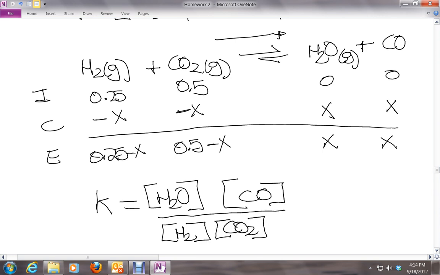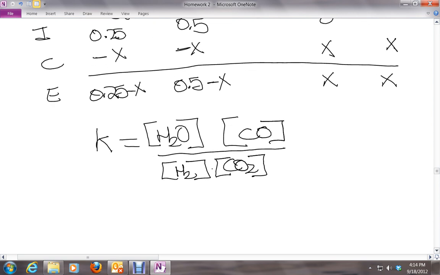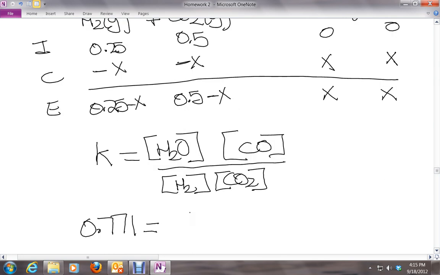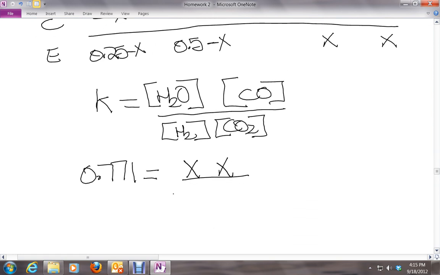So now let's plug in our values. I'm not going back, but I'll give you the values. You see your problem: the K is given, 0.771 at this temperature, equals what? What is the concentration of water in equilibrium? X, right? X. What is the concentration of CO? X. If you look here, the concentration of hydrogen would be 0.25 minus X, and the other one is 0.5 minus X.